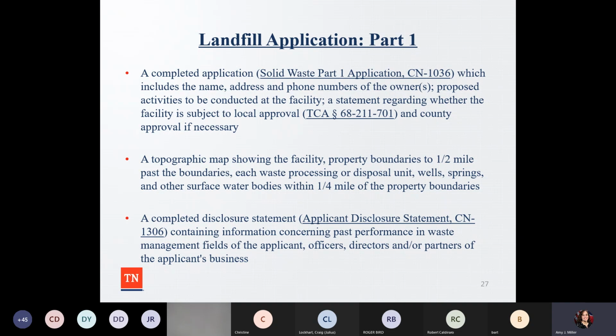And then each waste processing or disposal unit, wells, springs, other surface water bodies within that, they'd be concerned about environmental impacts. And then having this applicant disclosure statement 1306, again, talking about past performance and waste management fields of the applicant, officers, partners, so on and so forth. So they would want to know if someone had operated a facility before. What's your past performance? Have there been any issues, violations, concerns that would have to be documented as well?